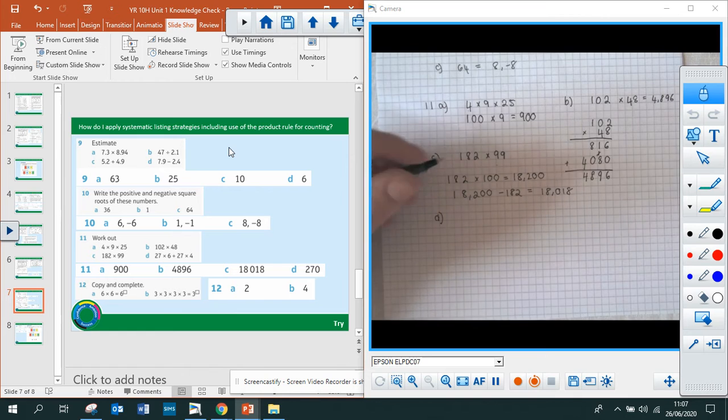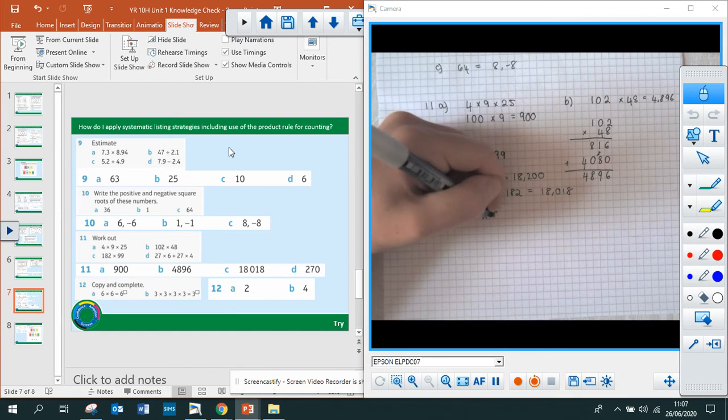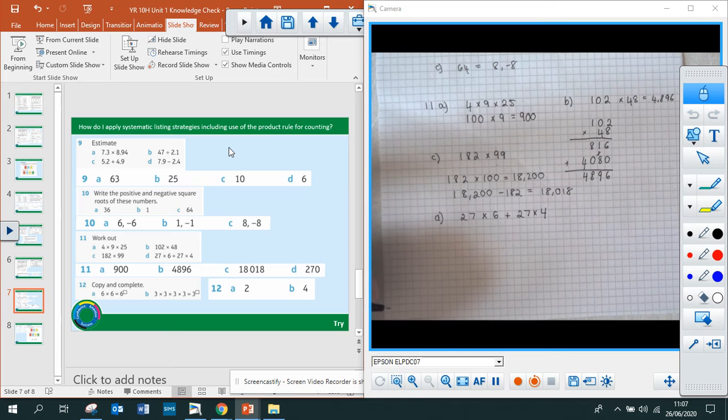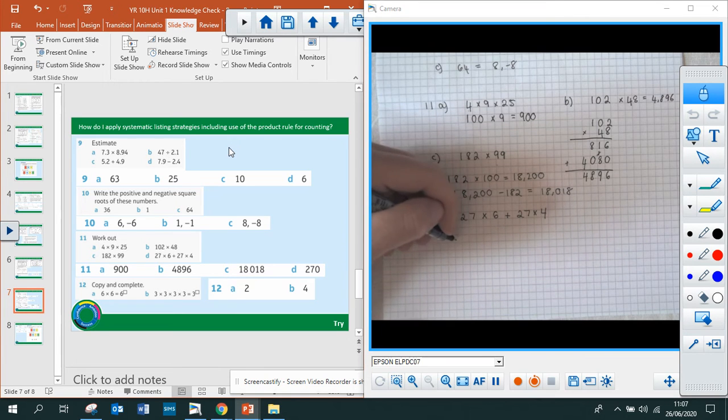We have 27 multiplied by 6 plus 27 multiplied by 4. Okay, so remember your order of operations. We must do our multiplications before we do our additions. So I'm going to start with 27 multiplied by 6.